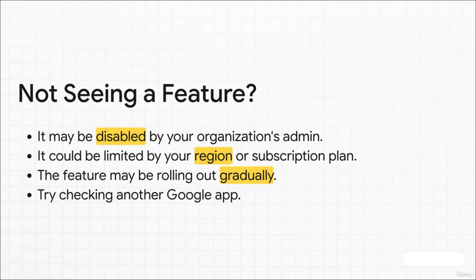So what happens if you're looking for a feature and you just can't find it? Don't panic. It's usually one of a few common things. Your workspace admin might have it turned off, it could be limited by your specific region or plan, or it might just be rolling out slowly. A good first step is to try checking for it in a different Google app, like in Docs if you can't see it in Gmail.